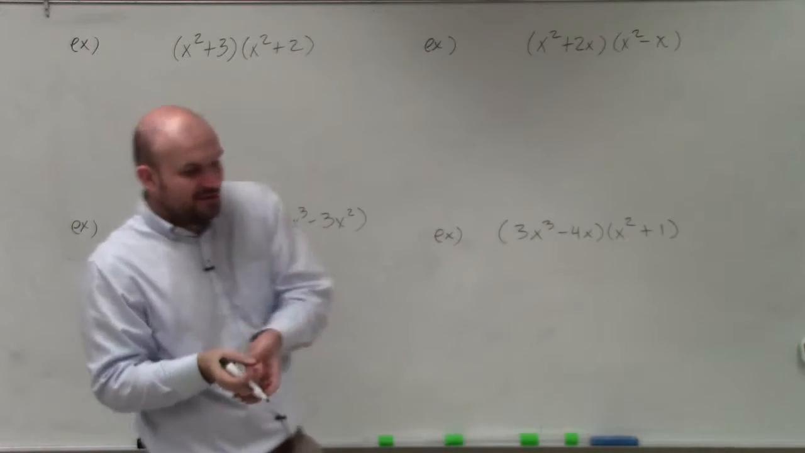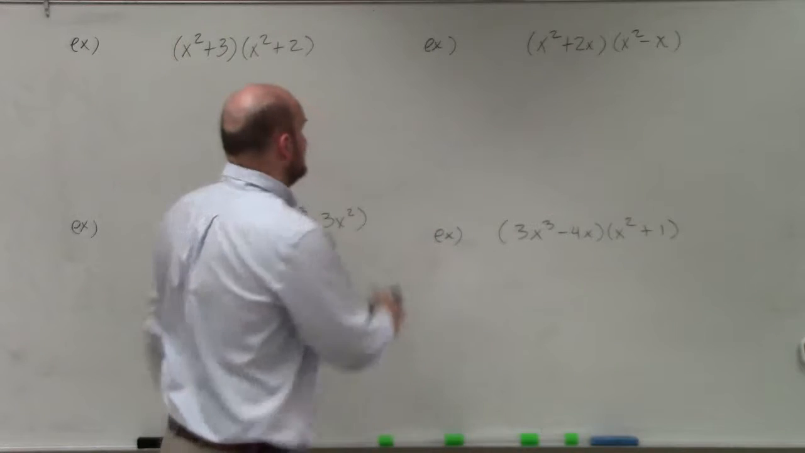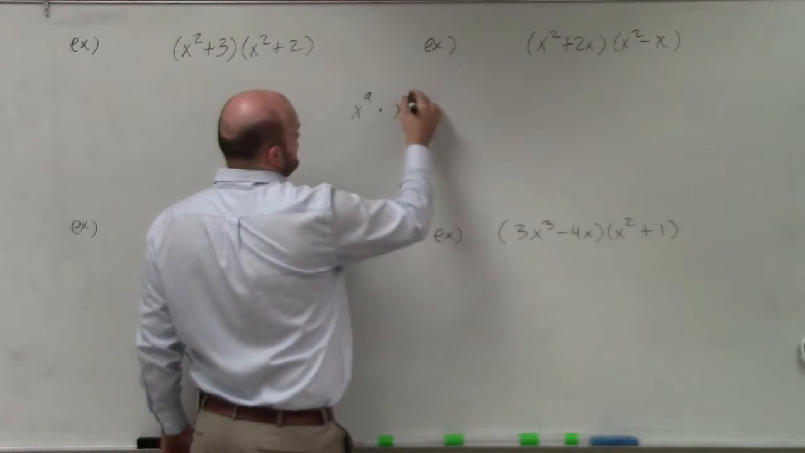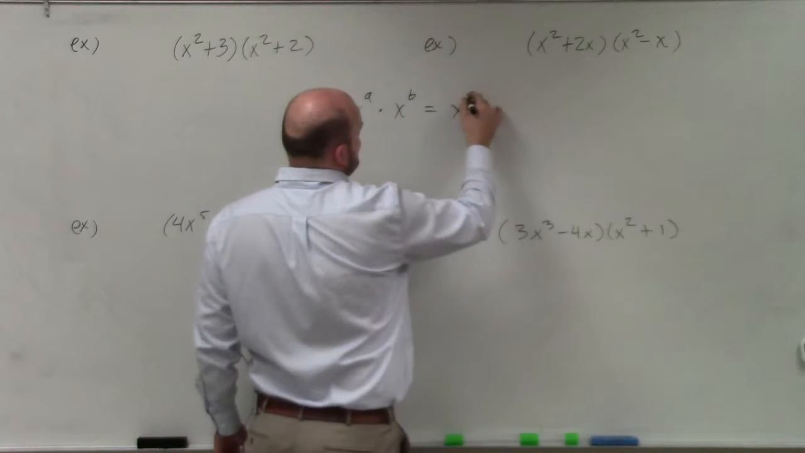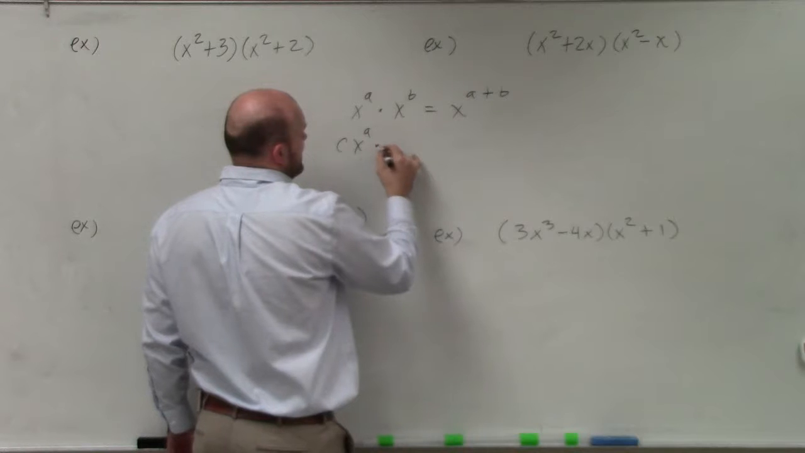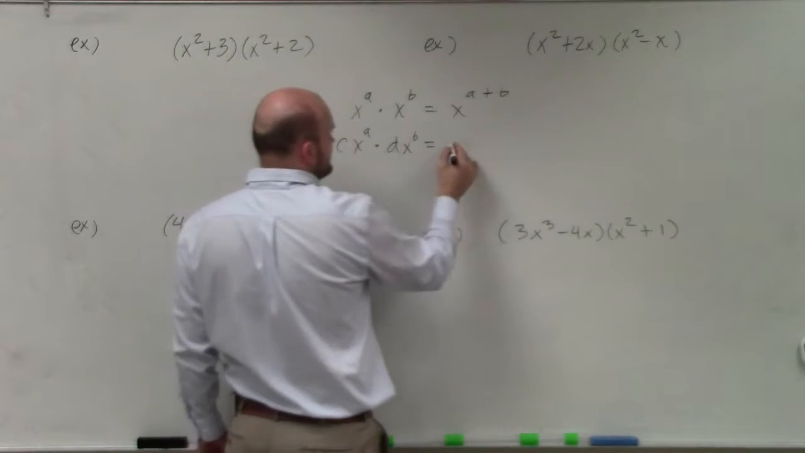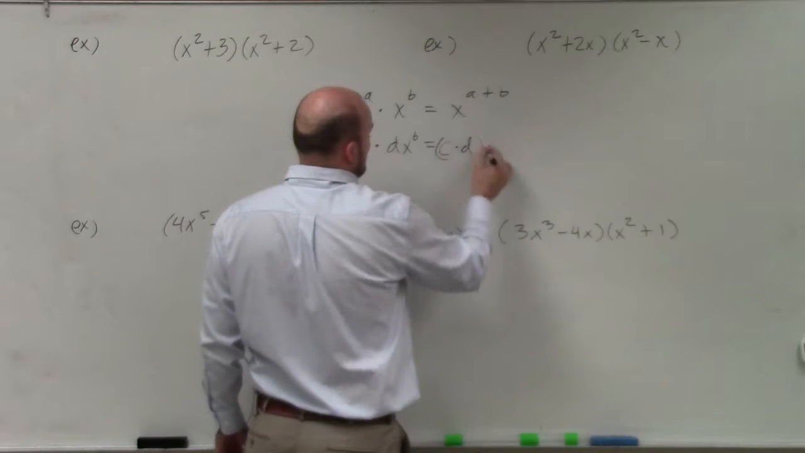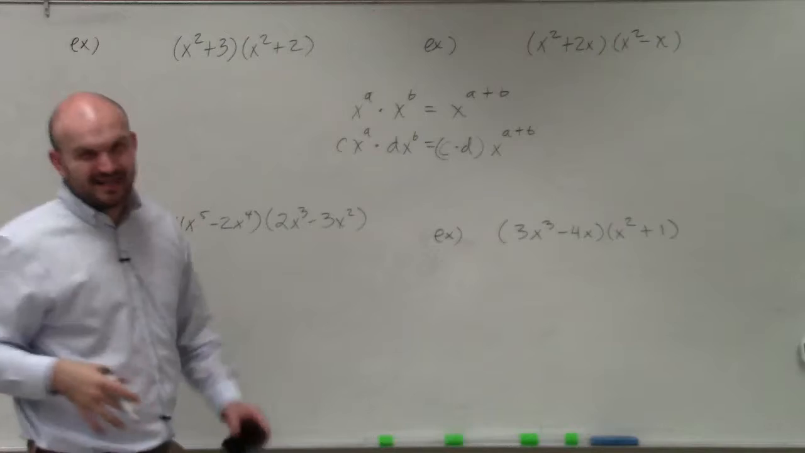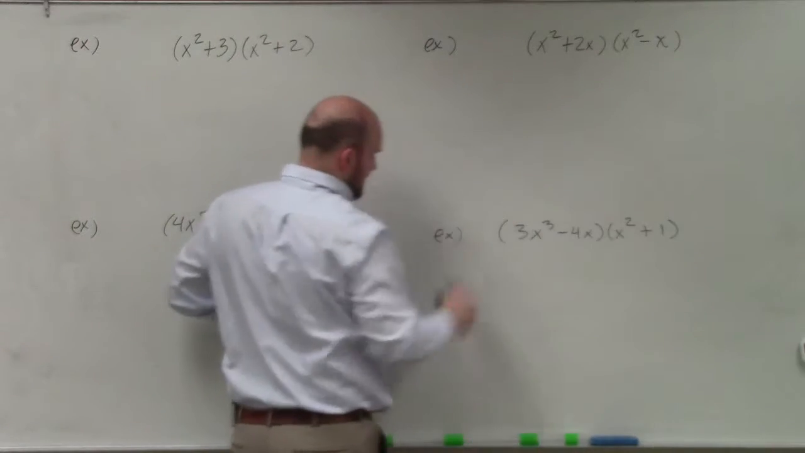Remember, you can only multiply when the bases are exactly the same. For instance, x to the a times x to the b equals x to the a plus b. And if you have c x to the a times d x to the b, you multiply the coefficients, c times d, and then add the powers. So those are just some rules, and they apply to every single one of these problems.